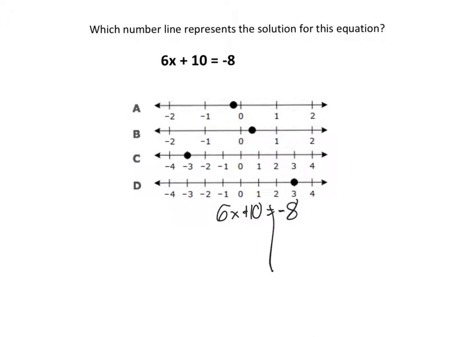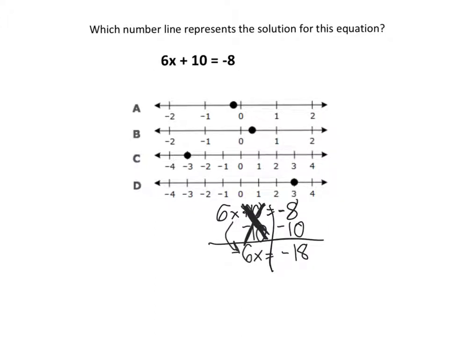Then we have to undo addition or subtraction. Since we have a plus 10 right here, we're going to do the opposite of plus 10, which is minus 10. What we do to one side, we do to the other. Plus 10 and minus 10 together, they cancel out. Negative 8 and negative 10 together would be negative 18. We're going to bring that 6x directly down. So now we have 6x equals negative 18.